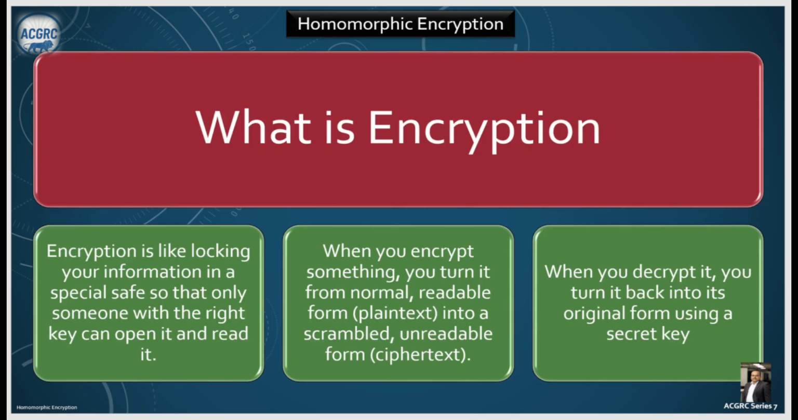In other words, what's encryption? Well, encryption is like locking your information in a special safe so that only someone with the right key can open it and read it. When you encrypt something, you turn it from normal readable form into a scrambled unreadable form. When you decrypt it, you turn it back into its original form using a secret key.